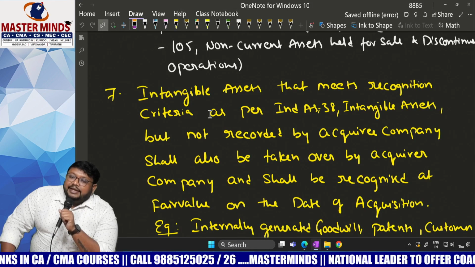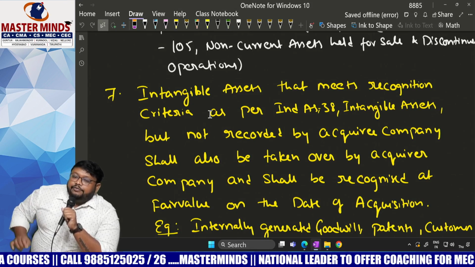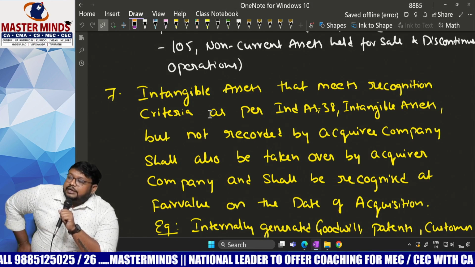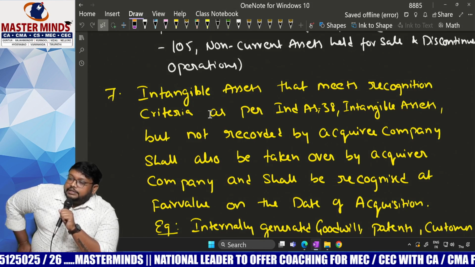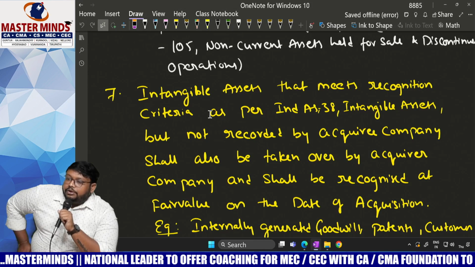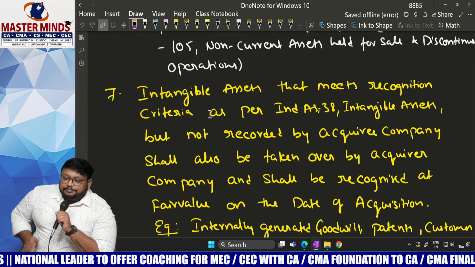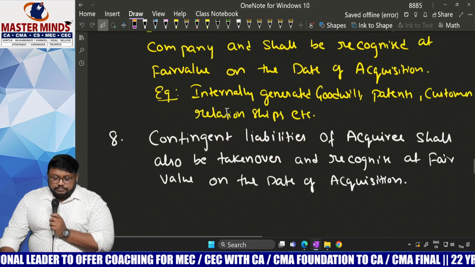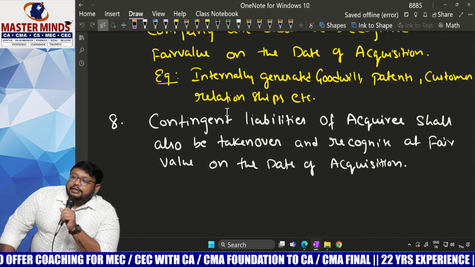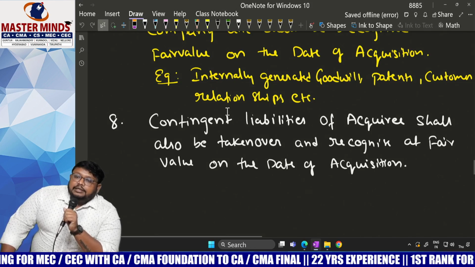Generally, internally generated elements should not be recorded in the balance sheet. Simply, if you have purchased goodwill, you can recognize it in the balance sheet, but self-generated goodwill is not required to be shown in the balance sheet. But as per the acquisition principle, that self-generated goodwill is also to be recognized at fair value on that particular date of acquisition. Next, if contingent liabilities are there, we will recognize those contingent liabilities at fair value on the date of acquisition. Then, how will you recognize contingent liabilities?